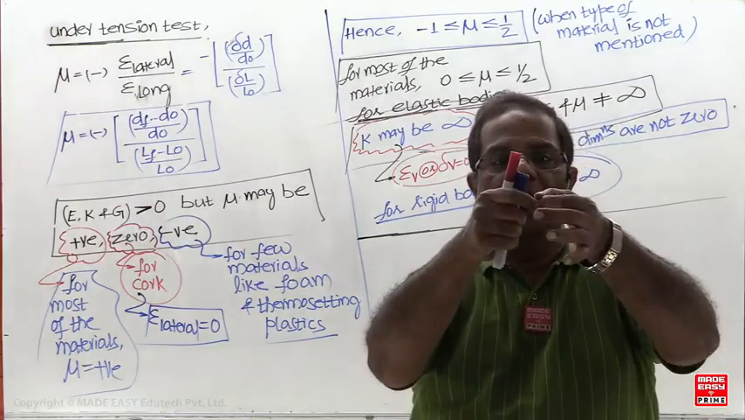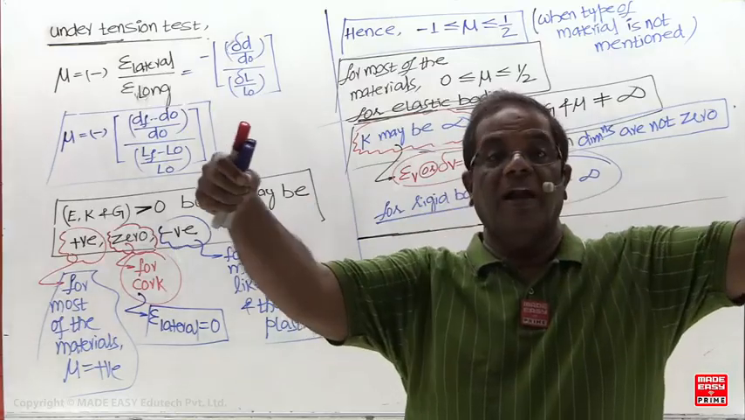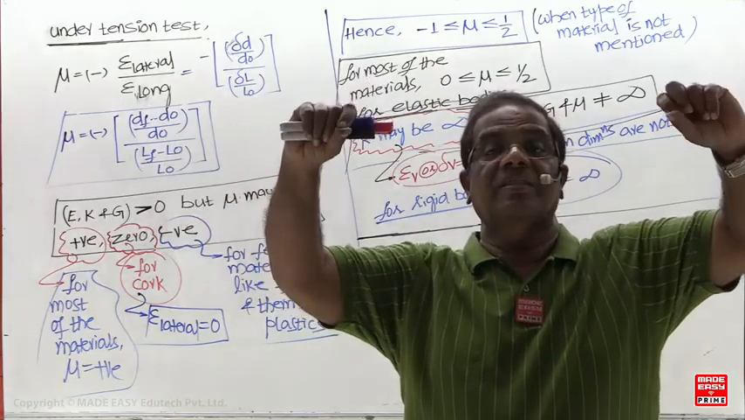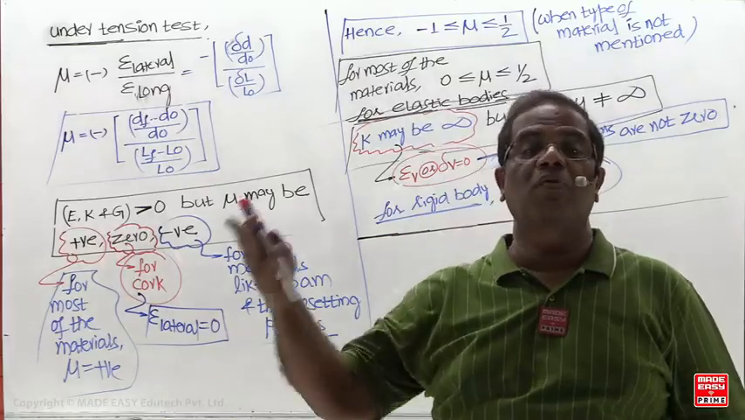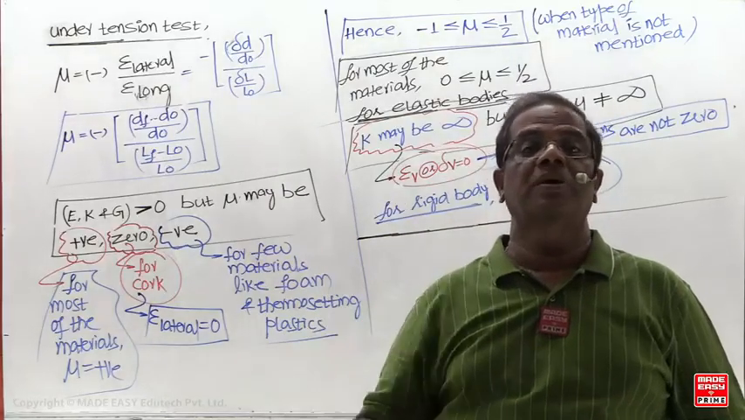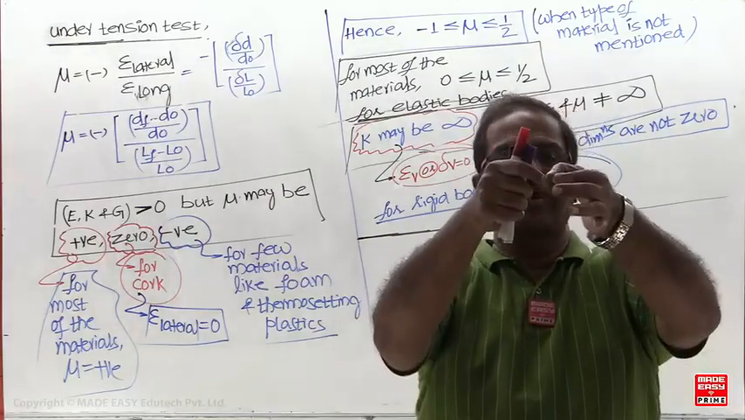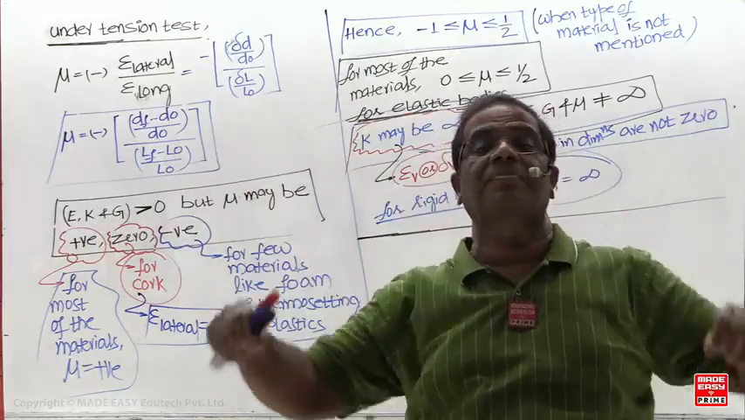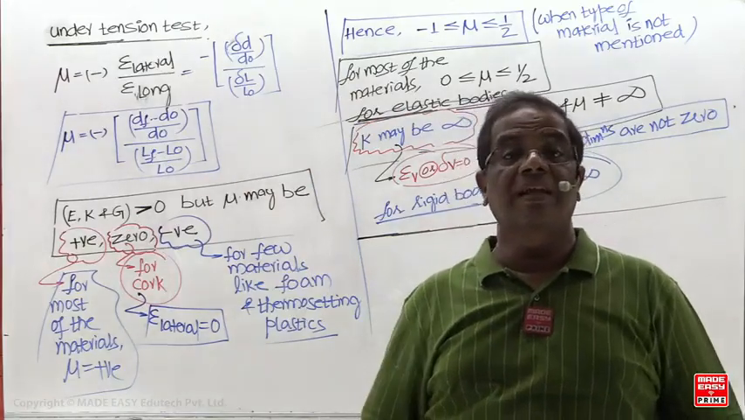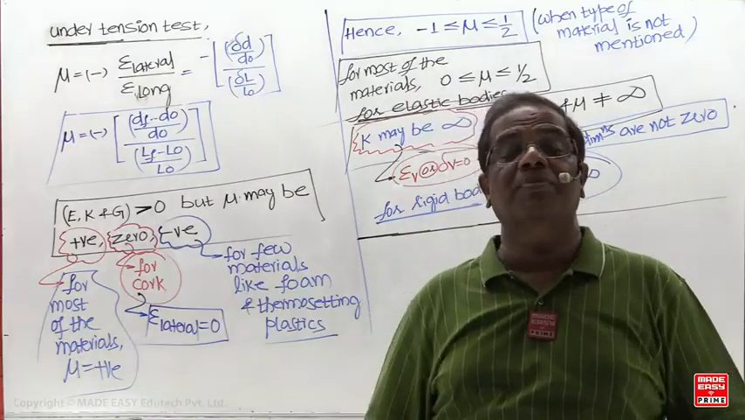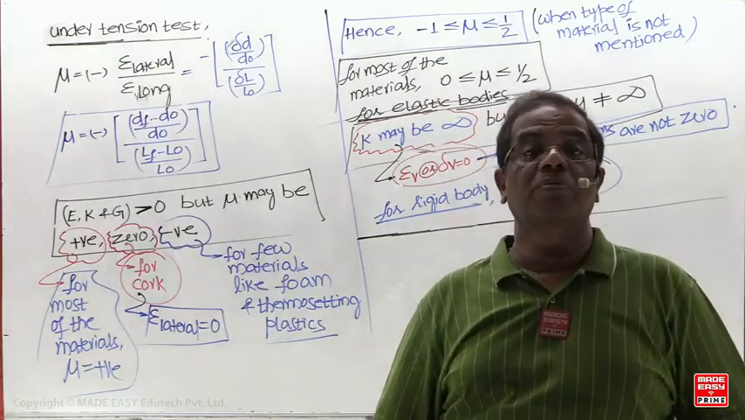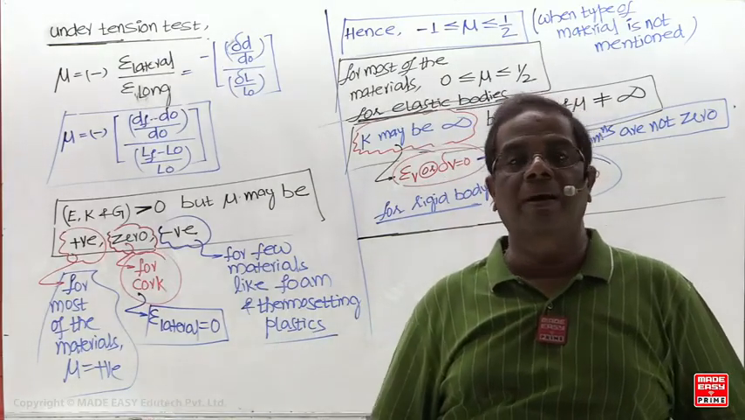Generally, rubber means what? If I pull it, length will increase, and width and depth decrease. Anti-rubber behaves opposite to rubber. So anti-rubber means when I pull it, length will increase and width and depth also increase. Those materials are called anti-rubber.